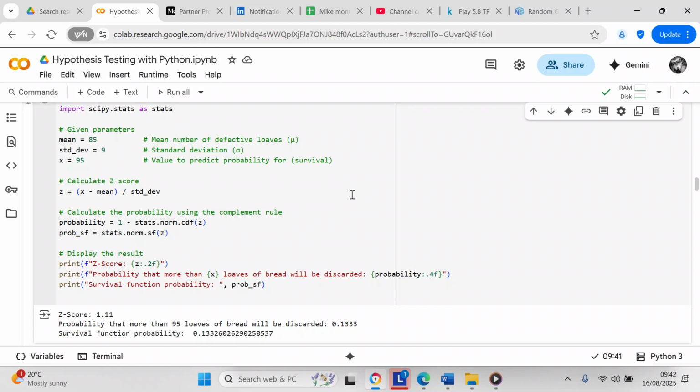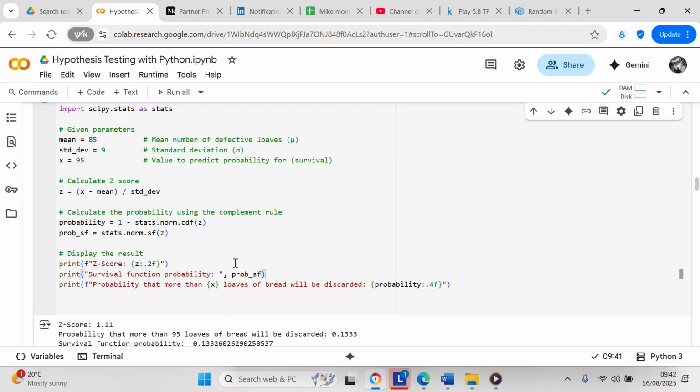But you can see here the point that I'm trying to prove is that 1 minus CDF is the same as the survival function. So you can say either 1 minus stats.norm.cdf of z, or you can say stats.norm.sf of z, and it will give you the same result, which is what I wanted to show.